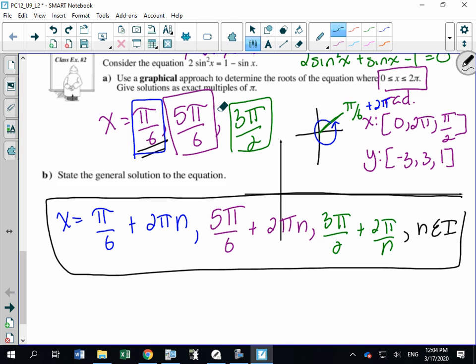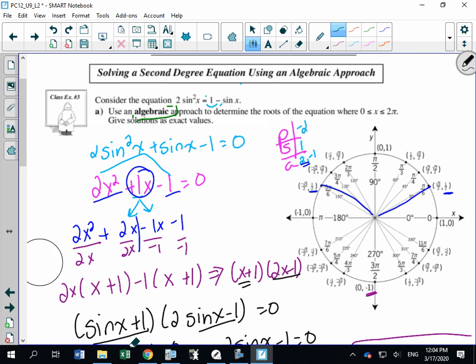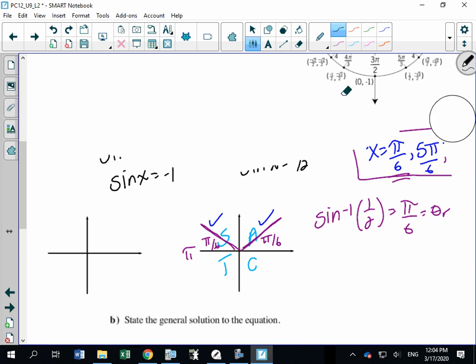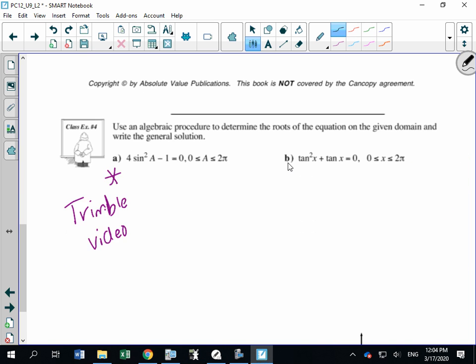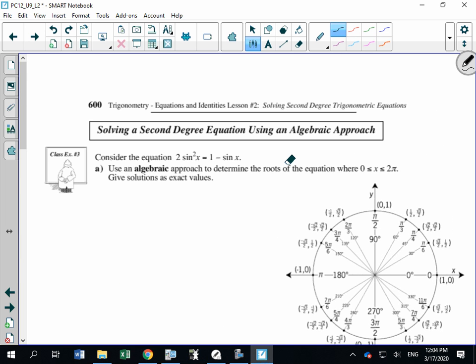Flip to now class example number 3, which is this exact same question, but how would we solve this algebraically and get those exact same 3 solutions? Whoops, I forgot to clear this. So just give me a minute to clear this. Okay, let's do that exact same question algebraically.